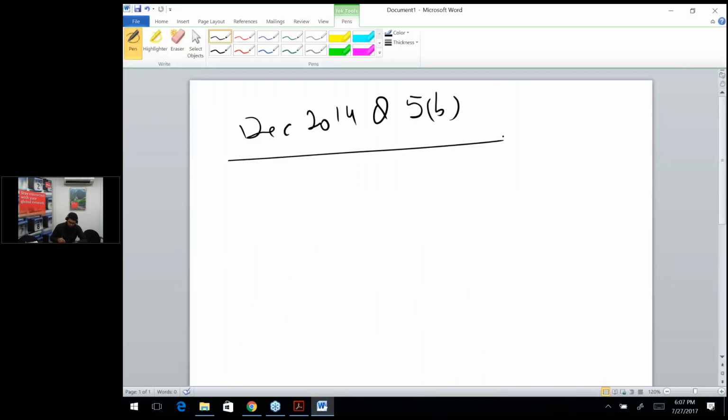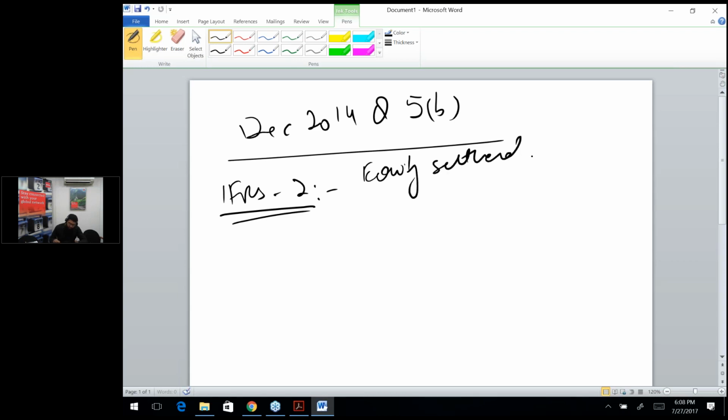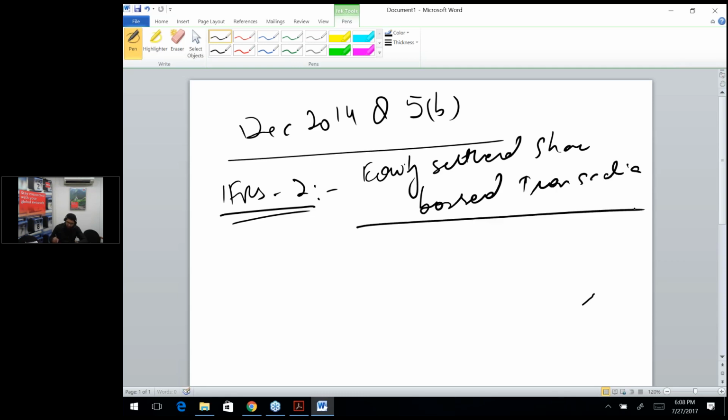Now, if you could just recall what IFRS 2 states. IFRS 2 says that there could be multiple types of transaction, and amongst the various transactions, one of them is the equity settled share-based payment transaction. How do we record this transaction? We record it as expense debit and correspondingly equity credit.